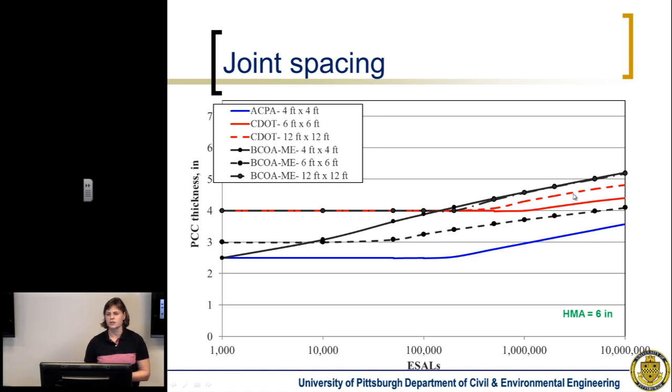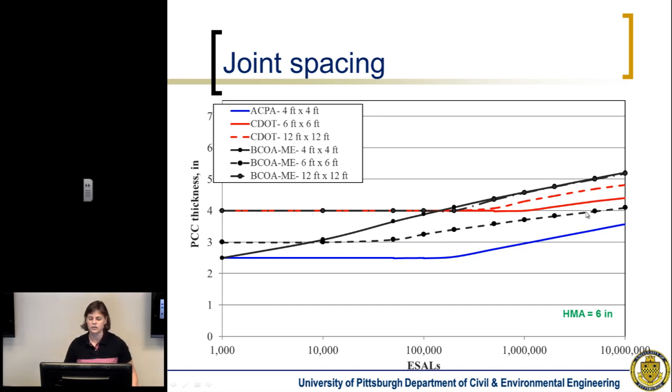But what we have found is that when you have the smaller panel sizes, the longitudinal crack tends to ride right in the wheel path, and you get a more rapid rate of deterioration. So in reality, with these smaller panel sizes where you have the wheel path riding right along that longitudinal joint, you tend to need a thicker pavement to get the same performance as a 6x6, where the wheel path is outside of that longitudinal joint. And this is reflected in the BCOA design procedure.